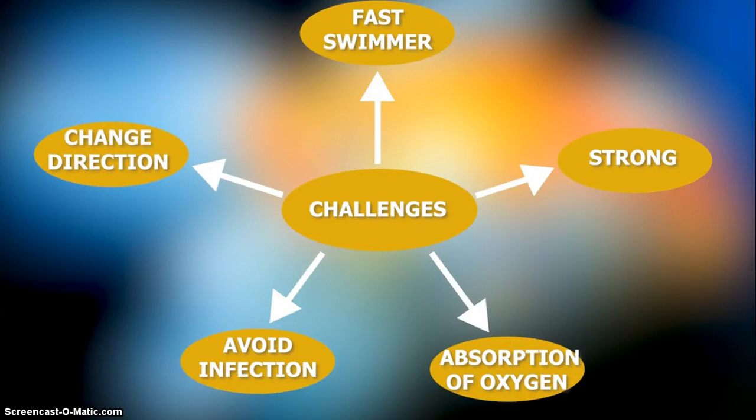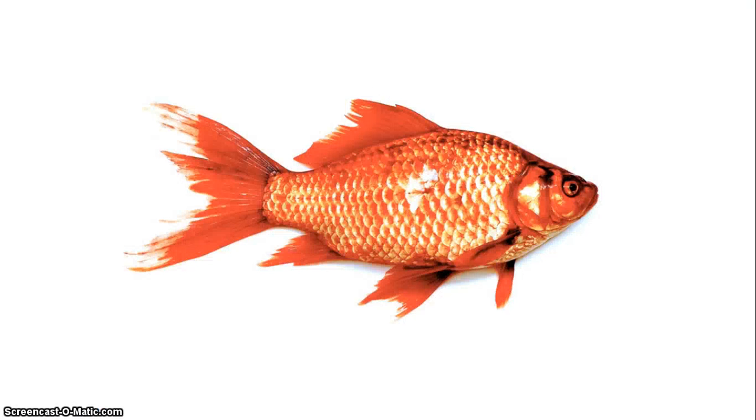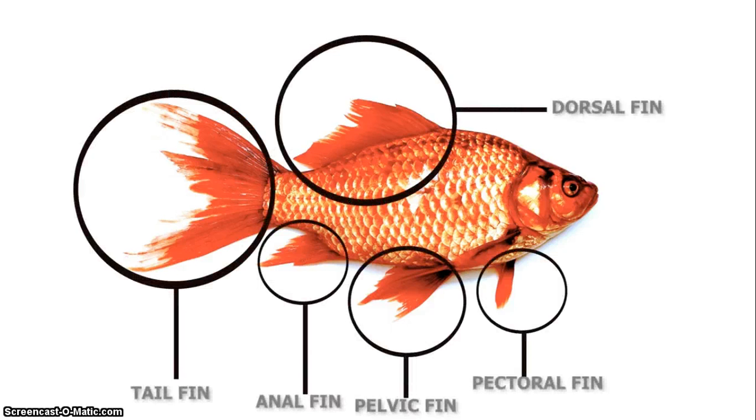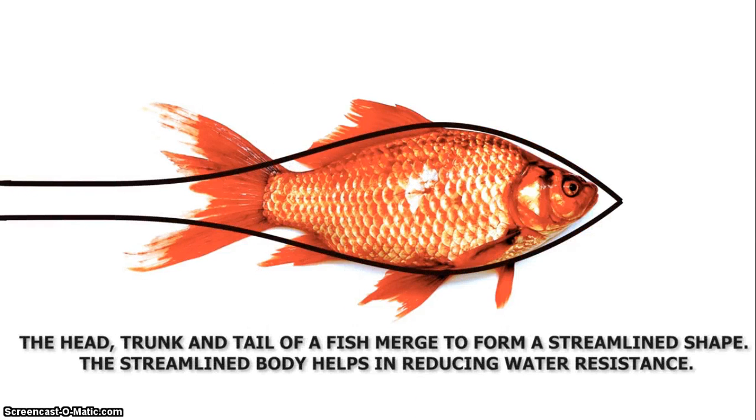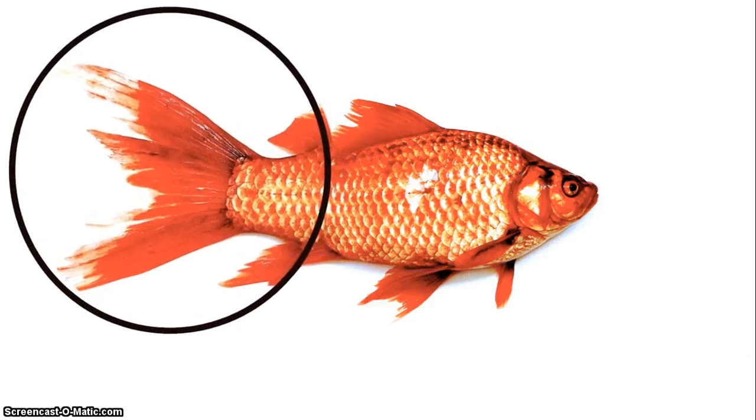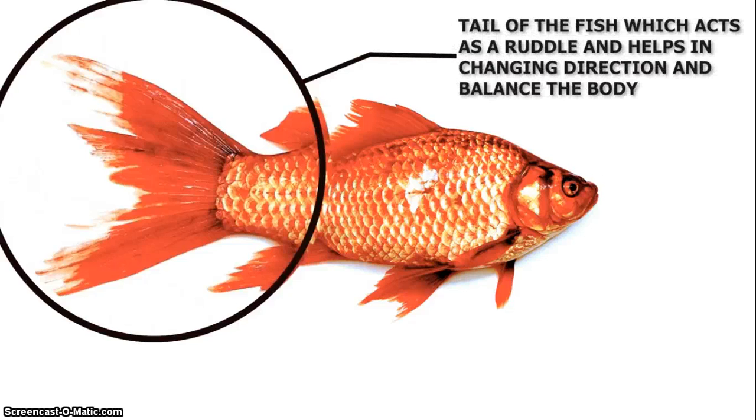We know that fish is an aquatic animal. Let's see how fishes have overcome these challenges. Fishes have developed fins which help them swim fast. The head, trunk and tail of a fish merge to form a streamlined shape. The streamlined body helps in reducing water resistance. Changing direction while fast swimming is essential, otherwise fish will collide with rocks. Fishes have a strong tail which acts as a rudder to change direction and keep its body balanced in water.